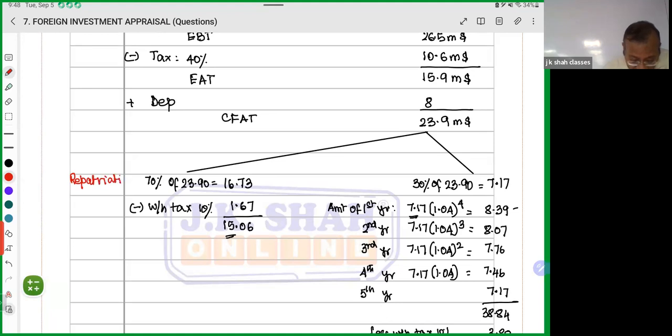Here you can say this is repatriation and this is retention.